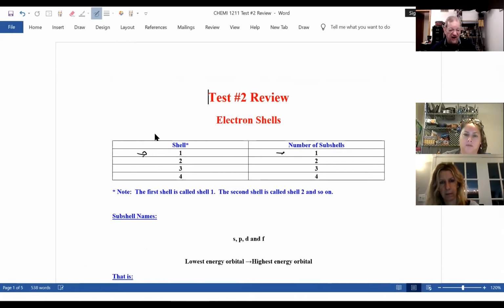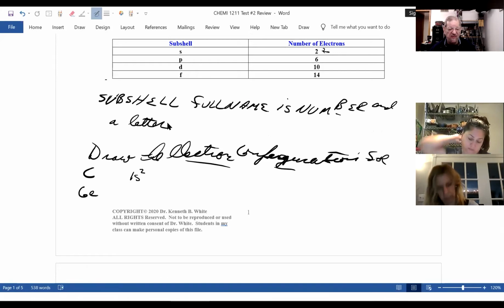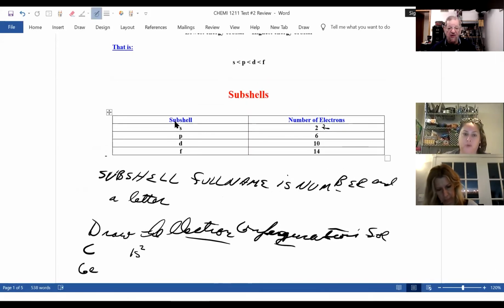1. Well, I filled it up, so now I have to go to shell 2, which has 2 subshells. So what's the first subshell in 2? Remember, you go lowest to highest, and that would be 2s. Remember, subshell name is both a number and a letter. How many electrons can I put in 2s? 2. Do I have 6? No, 2 plus 2 is 4. So 2s is full. And what's the second subshell in 2? Well, it's 2p. How many electrons can I put in 2p? 6, but I only have 2 left to go. So, and that's how you do it.